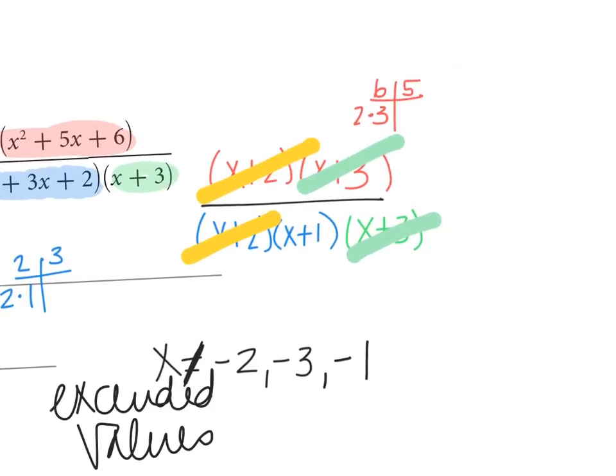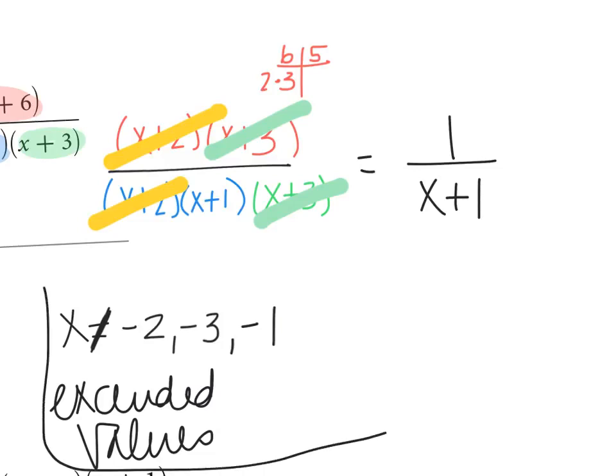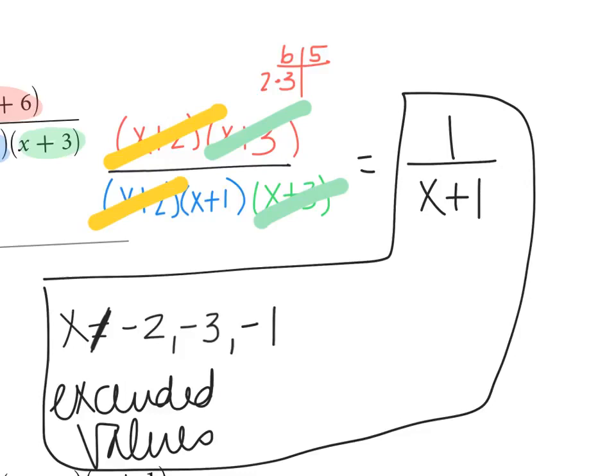So really in this problem, I am just left with x plus 1 in the denominator. In the numerator, there's nothing there, so we put a 1, because technically, if I do x plus 2 divided by x plus 2, I get 1. X plus 3 divided by x plus 3 is 1. And my final answer to my problem would be 1 divided by x plus 1, where x cannot equal negative 2, negative 3, and negative 1, because these are my excluded values. So part of your assignment is going to be just with this simplifying.